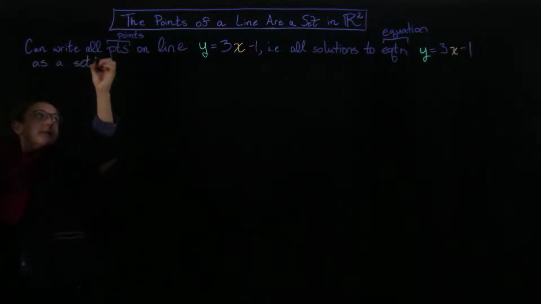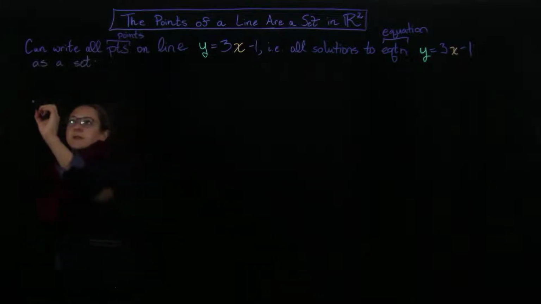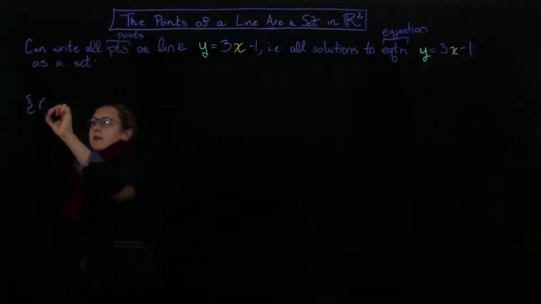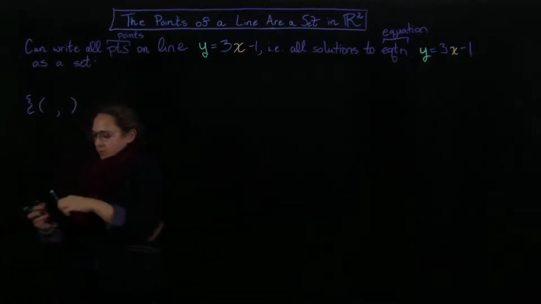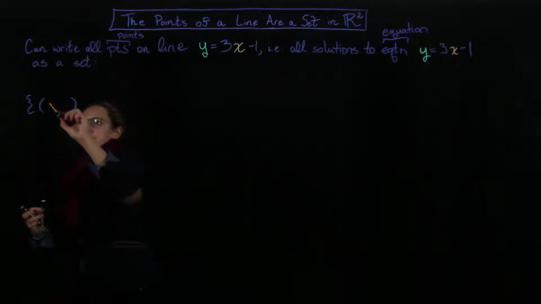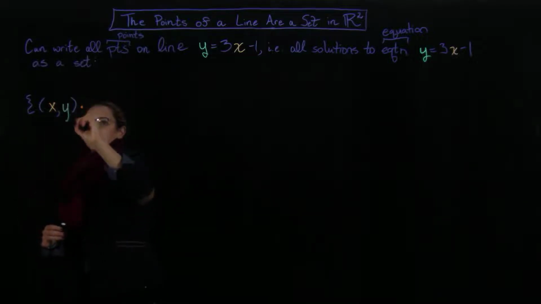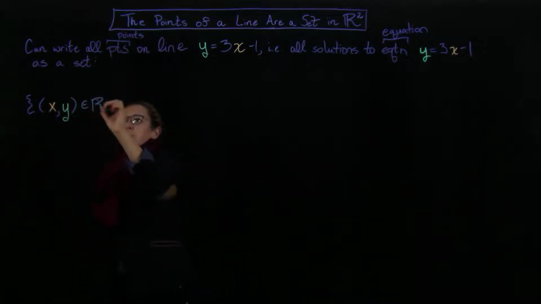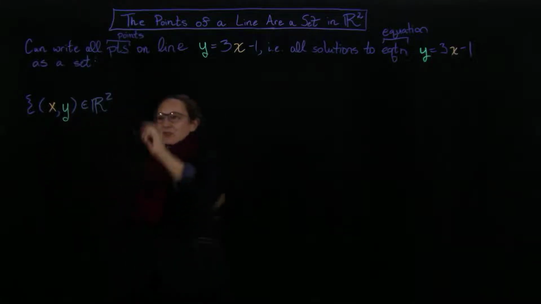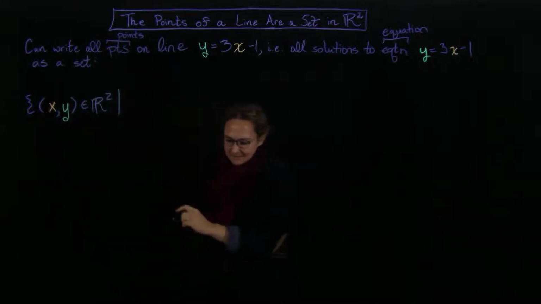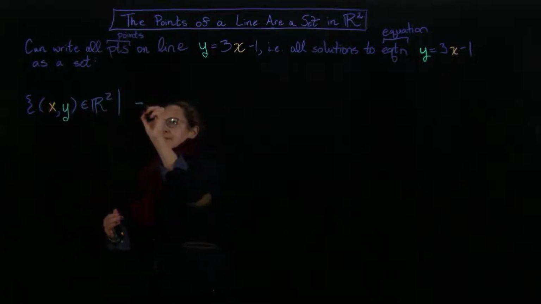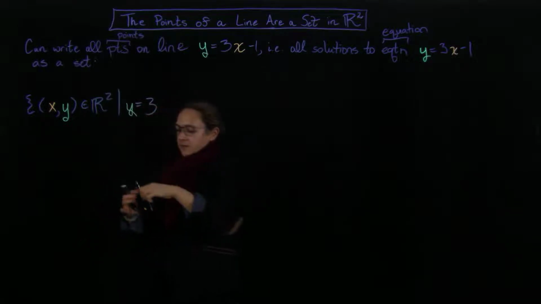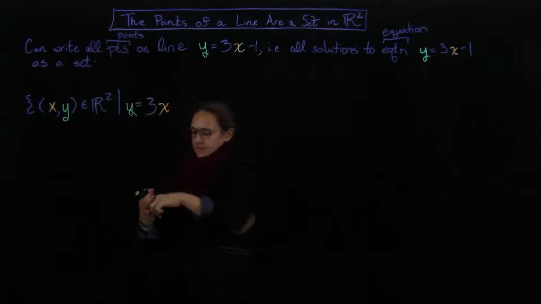So let's do that. This notation is going to be like the set of all, and then we're going to have points x, y. So we have 2 coordinates, so we're in R2. So this is the set of all points in R2 satisfying y equals 3x minus 1.